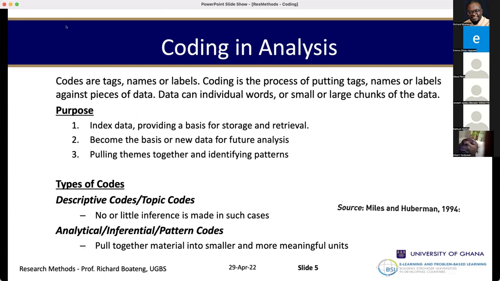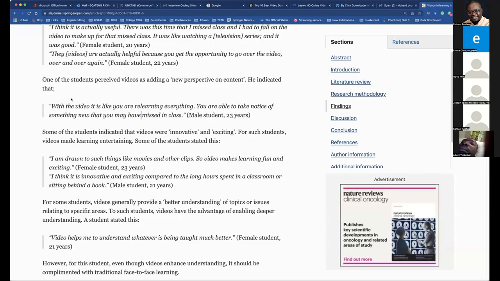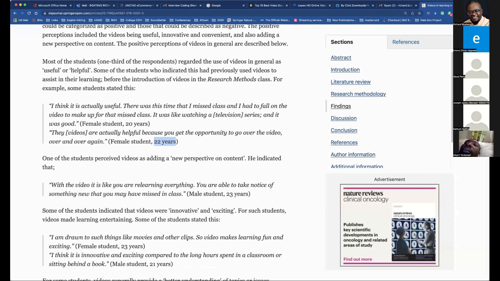Sorry, I was trying to show you something. I don't know whether you saw what I was trying to show. I was saying that the descriptive code here is the female, and this one is also a descriptive code. But the topic code is what was being said, helpful and useful. Is that okay?